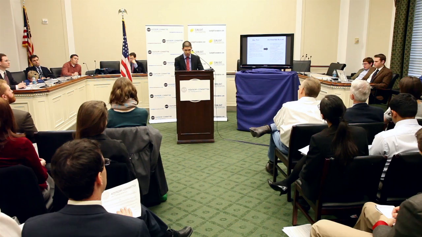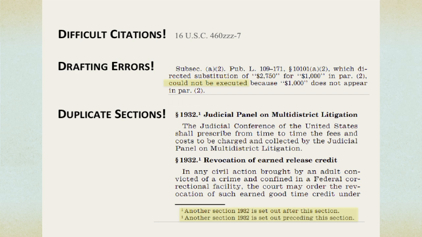Codification also has other benefits, like fixing many existing problems with the code. It renumbers difficult citations, like Section 460ZZZ-7. It fixes statutory drafting errors where Congress amended some text that didn't exist. And it fixes situations where two different provisions were given the exact same citation.